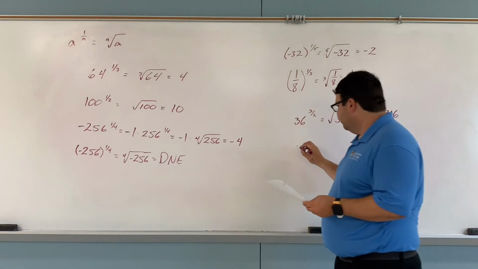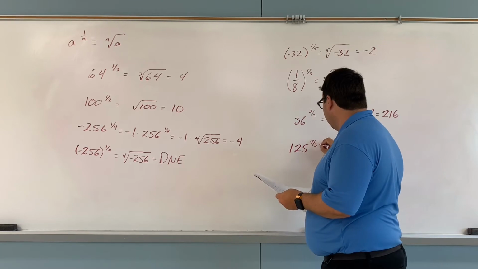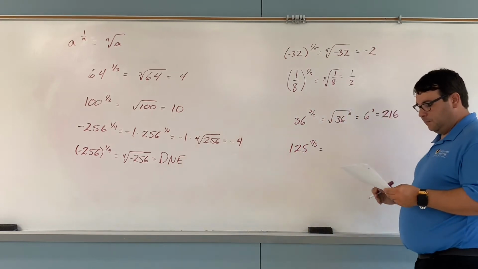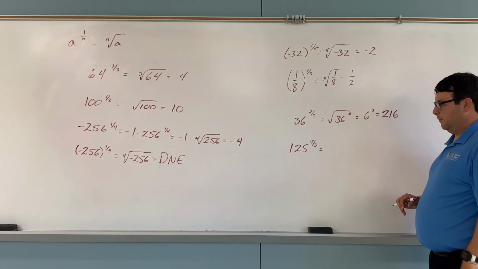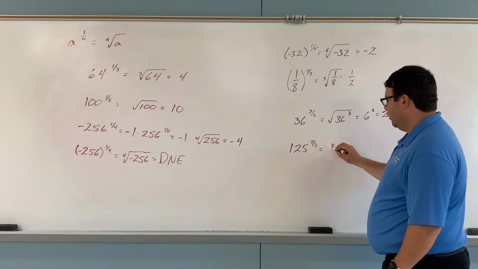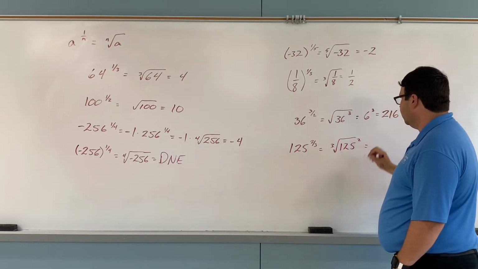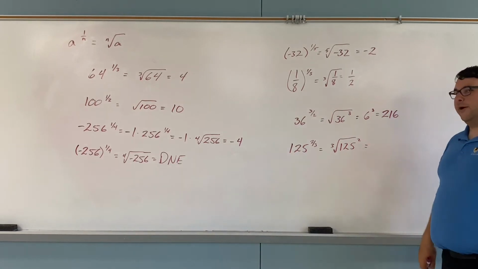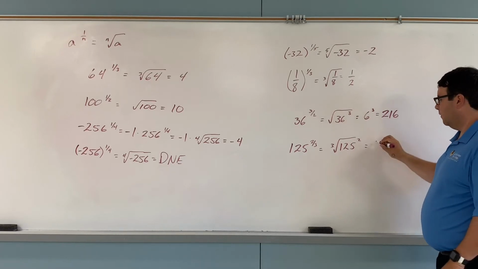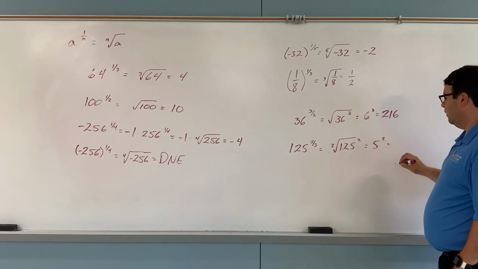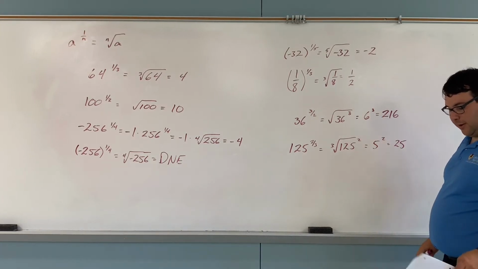Let's try another one. Pretty awesome concept once you start getting the hang of it. It does take practice. What if I had 125 to the 2/3 exponent? Start with your conversion. So that's the cubic root of 125 squared. I'm going to do that square afterwards. So the cubic root of 125 is 5. Squared is 25. Pretty easy to work with, right?